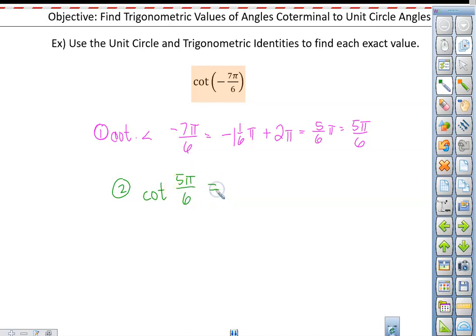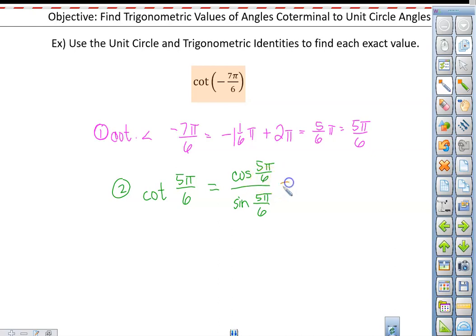Now I need to use one of my quotient identities. And remember that cotangent starts with a c, so in the ratio, cosine, which starts with a c, is what we will find first. So this is the cosine of 5 pi over 6 radians over the sine of 5 pi over 6 radians. Now I need both of those values. 5 pi over 6 is in my second quadrant. It is coterminal with pi over 6 radians, which also has a denominator of 6, and that's our 30-degree angle.